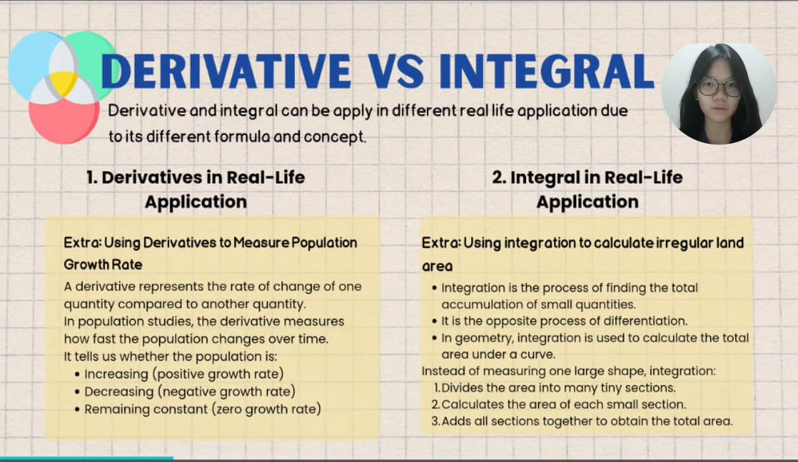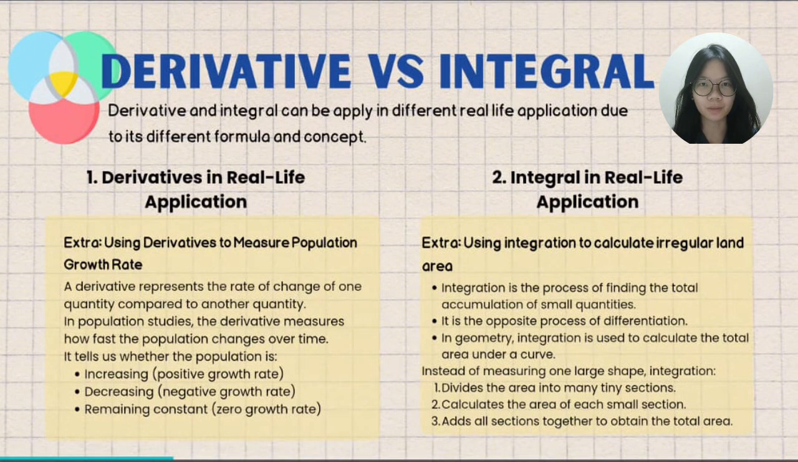If the derivative value is negative, it means the population is decreasing, because the number of people leaving or dying is greater than the number of new people. If the derivative value is zero, it means the population remains constant, where there is no significant change over time. Therefore, derivative helps us understand population trends by showing the speed and direction of population changes.